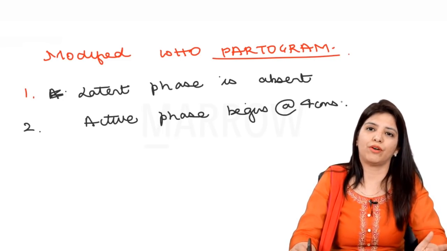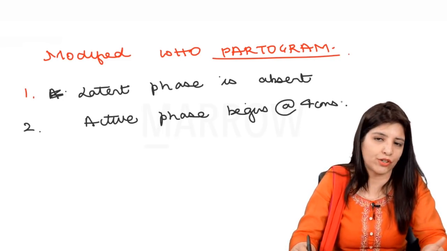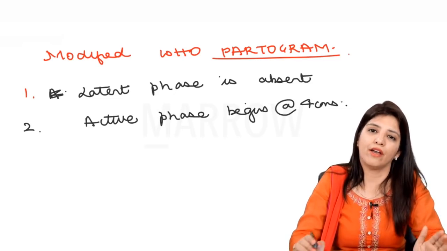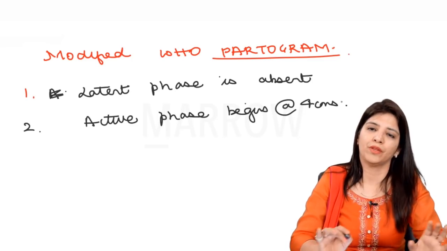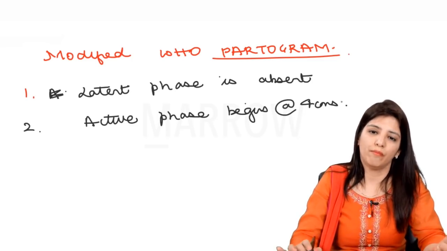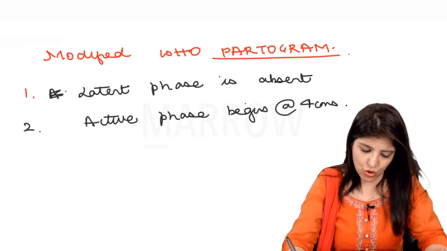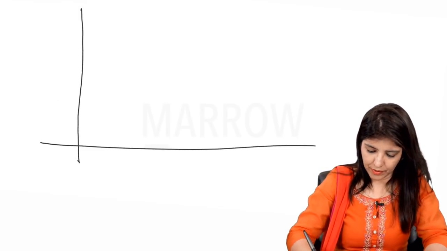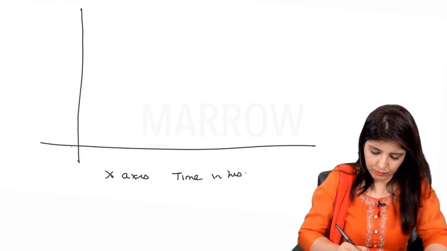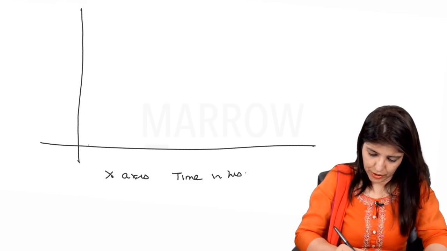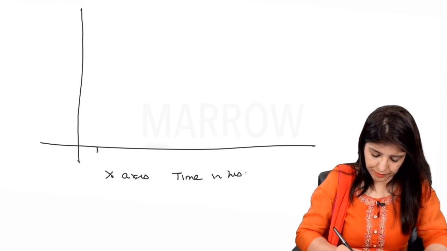Modified WHO partogram is very important for PG entrants, but it's not important for FMGE students. FMGE students should stick themselves to the composite WHO partogram. Now let's draw a modified WHO partogram. Again, on x-axis, there will be time in hours. So draw up till 14 hours.